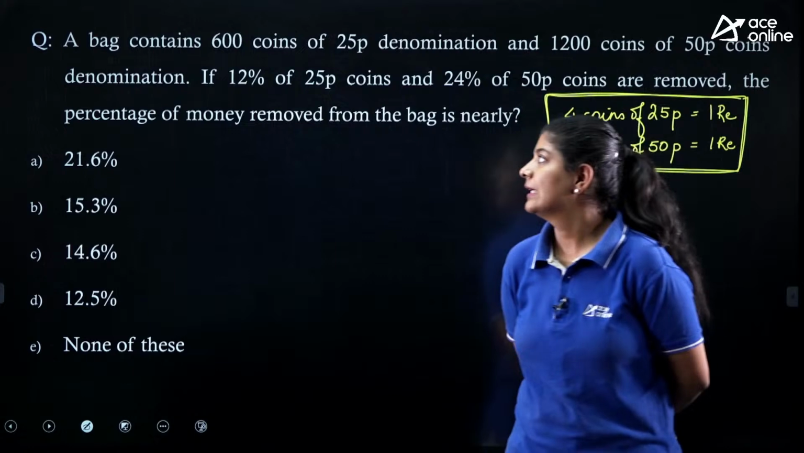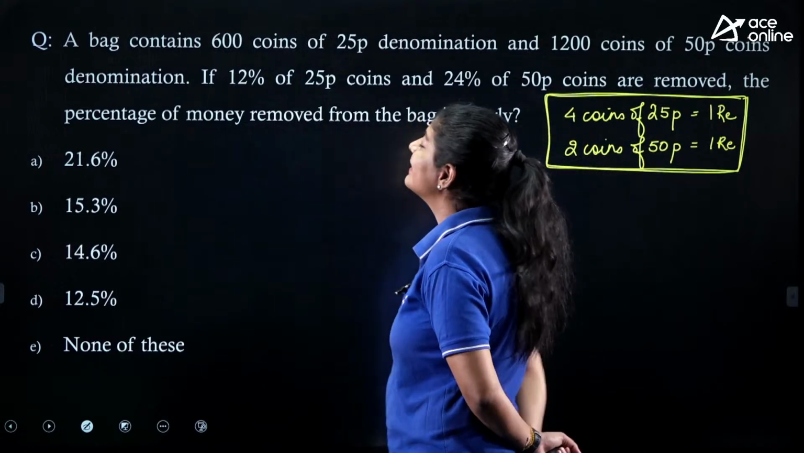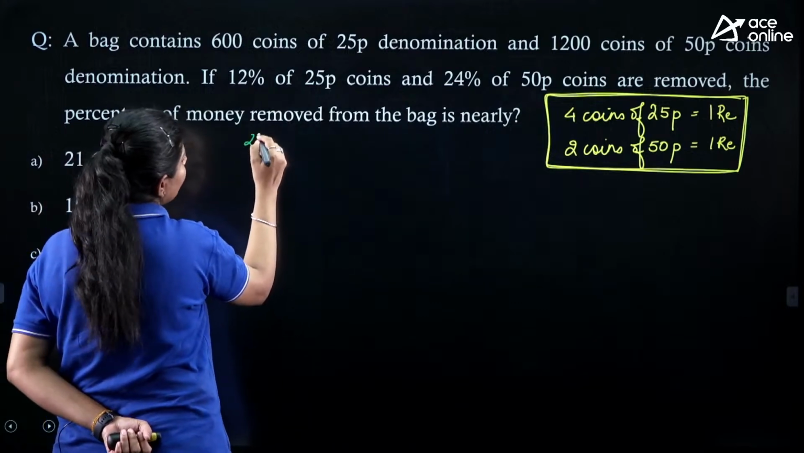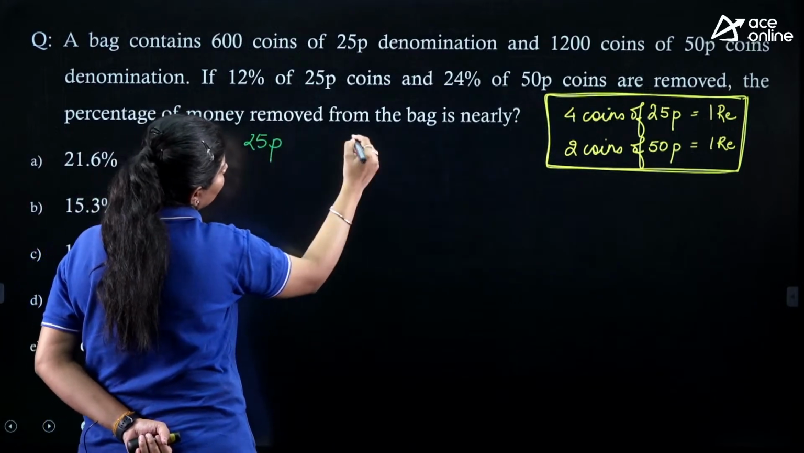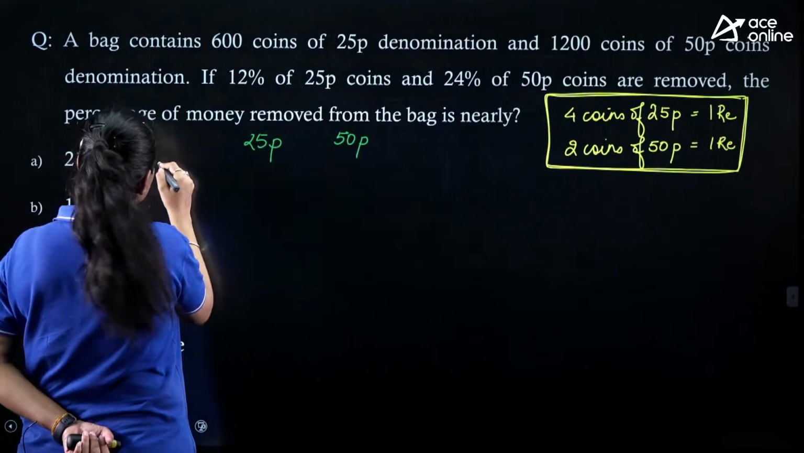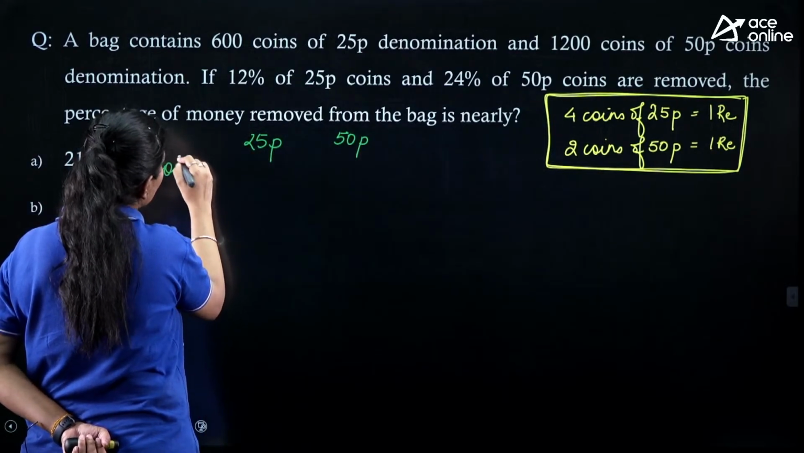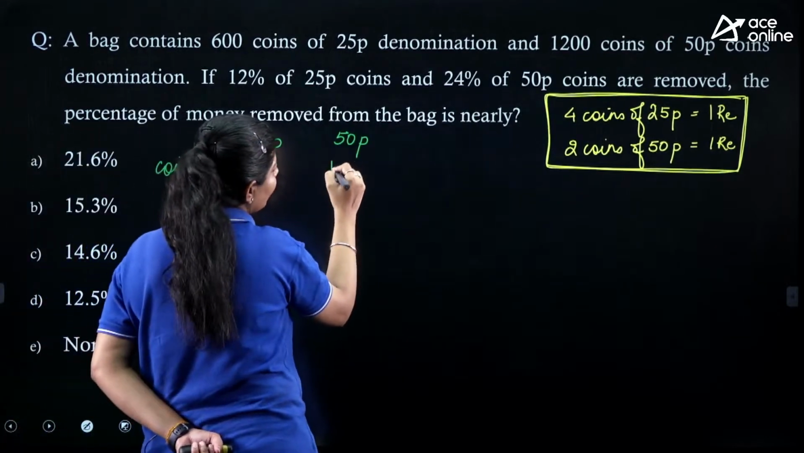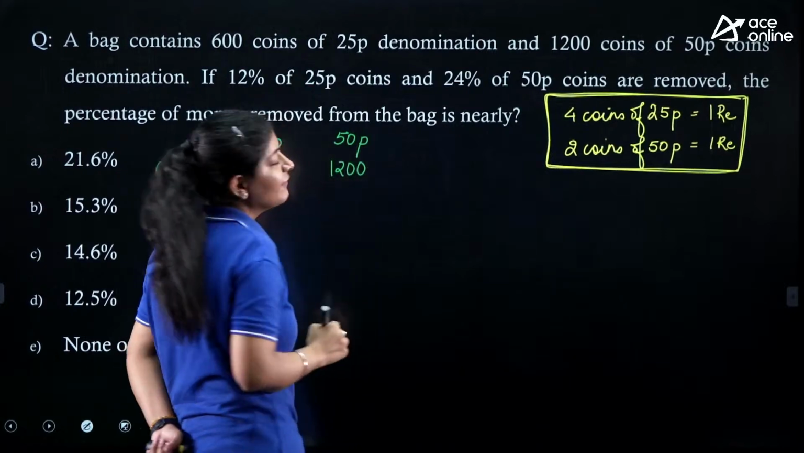Okay, let's try to understand. A bag contains 600 coins of 25 paisa. So here we are going to write down about 25 paisa and here about the 50 paisa, right? So if we write about the number of coins, we are having 600 coins of 25 paisa and 1200 coins of 50 paisa.